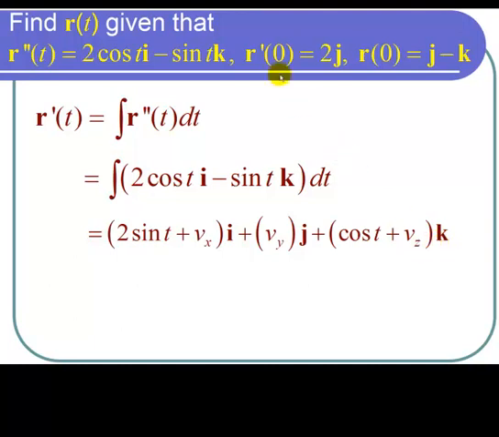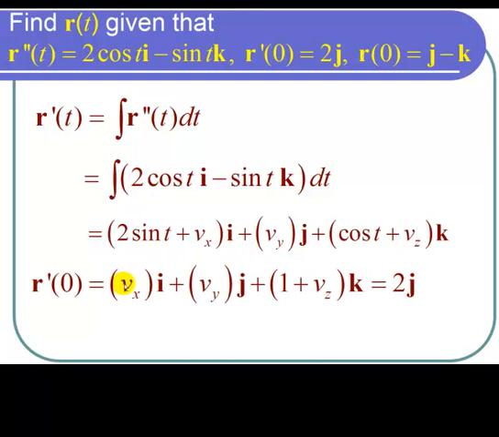I'm given that r prime of 0 is equal to 2j. So I could plug in 0 to get r prime of 0 here. Sine of 0 is 0, so 0 plus v sub x is just v sub x, and I get v sub x i, and then plus v sub y j. Then if I plug in 0 into cosine of t, I get cosine of 0, or 1, plus v sub z k, and that's supposed to be equal to 2j.